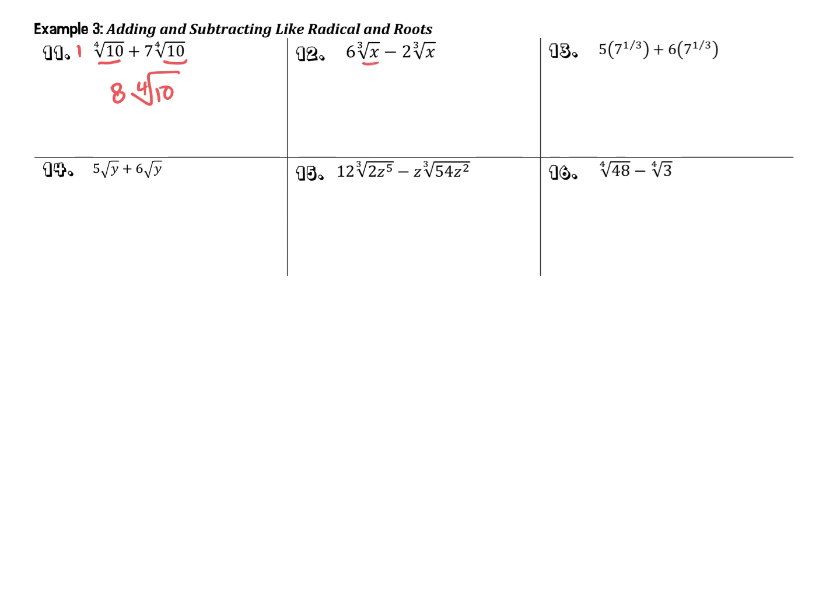On number 12, we already have like radicals. So we have 6 minus 2. So there are 4 what? 4 of the cube root of x. On number 13, we have like exponents.